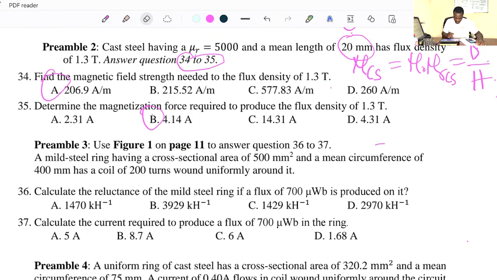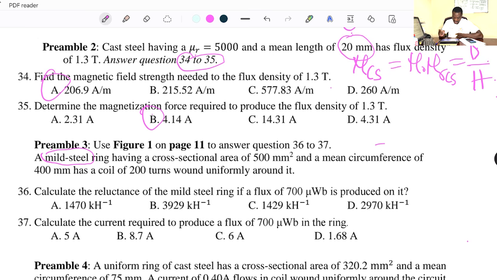First, let's check the material, which is cast steel. A cast steel ring having a cross-sectional area of 500 millimeters squared and a mean circumference of 400 millimeters has a coil of 200 turns wound uniformly around it. Calculate the reluctance of the cast steel ring if a flux of 700 microwebers is produced in it. So you can see the material here is cast steel, right?